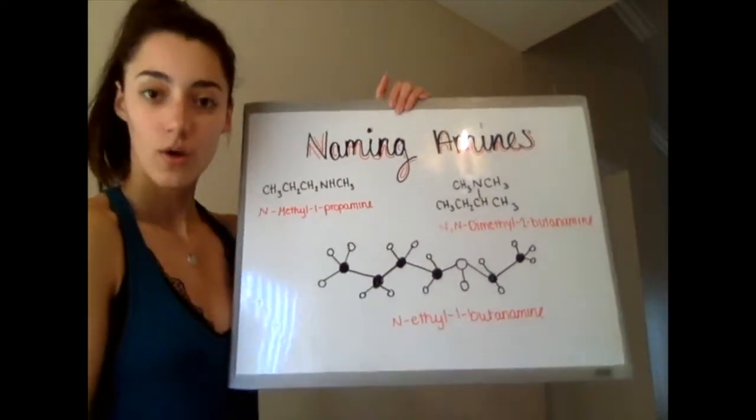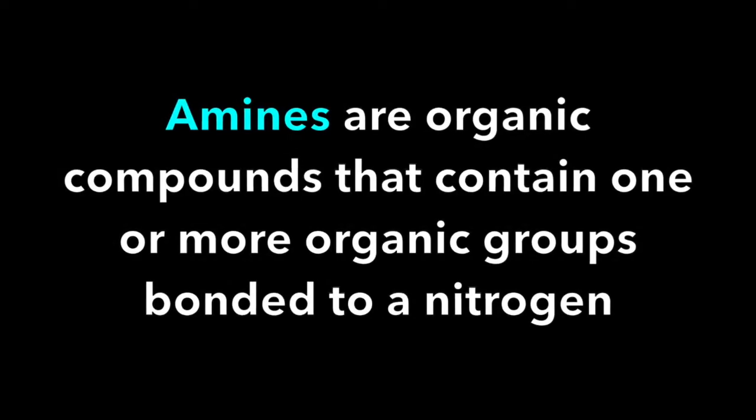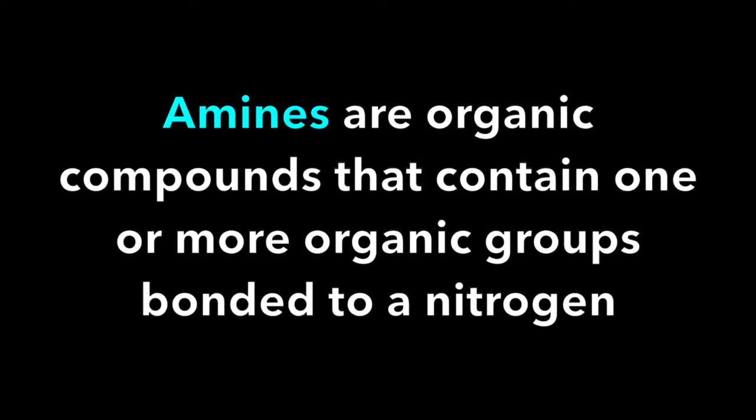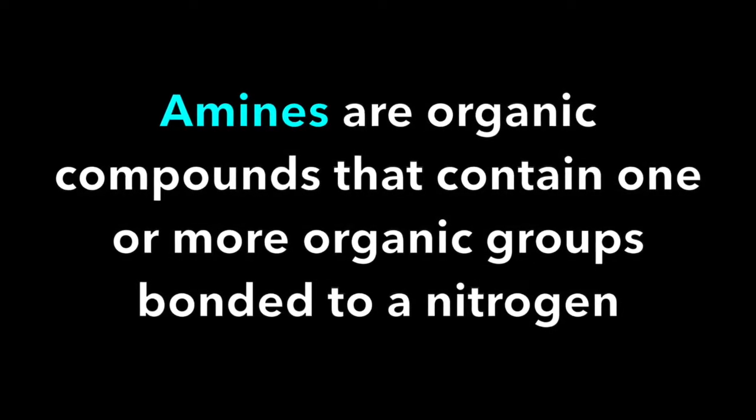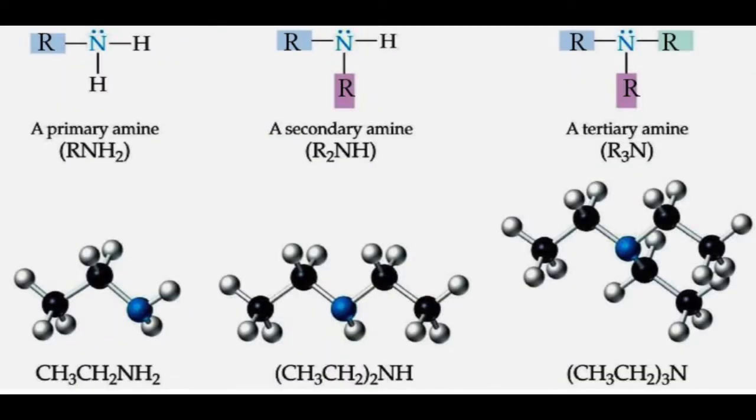But first, what are amines? Amines are organic compounds that contain one or more organic groups bonded to a nitrogen. Here is an overview of the three different classified amines. The primary amine only has one organic group attached to the amine nitrogen. The secondary amine has two organic groups attached, and the tertiary amine has three organic groups.